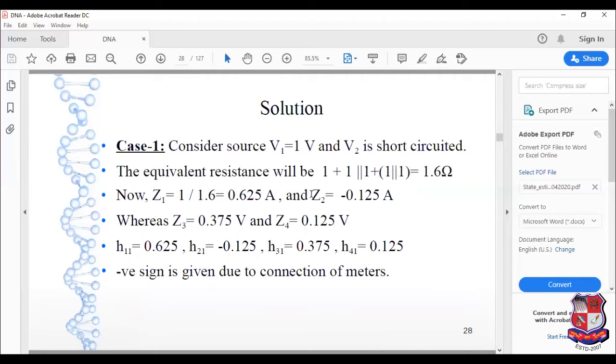Z1 and Z2 are ammeters. Hence, the value for Z1 is equal to 0.625, while Z2 is equal to minus 0.625. The minus sign indicates that the polarity of the meter which we have connected and the direction of the actual current flowing are opposite to each other. Likewise, we can find Z3 and Z4 also. Both are voltmeters. Accordingly, we will find H11 to H41.